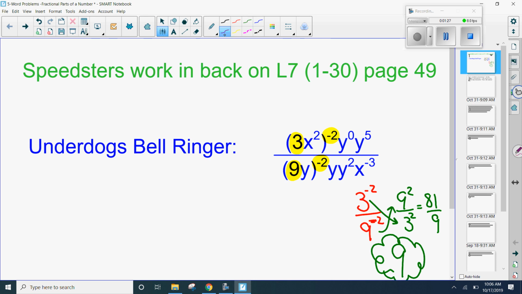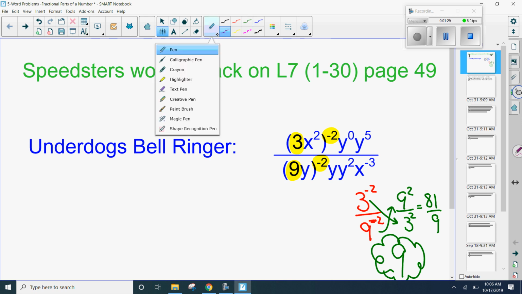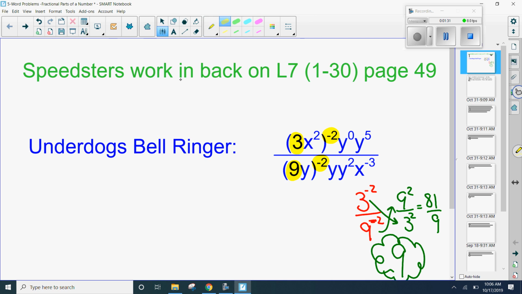Okay, so now what we want to do is focus on the variables. So I'm going to look at these variables here, highlighted in blue. But I'm going to ask myself, this very first x squared in the parentheses right next to that 3, is that being raised to a power? Yes. What power? To the negative 2 power. What about the y in the denominator? Yes, that's being raised to the negative 2 power.